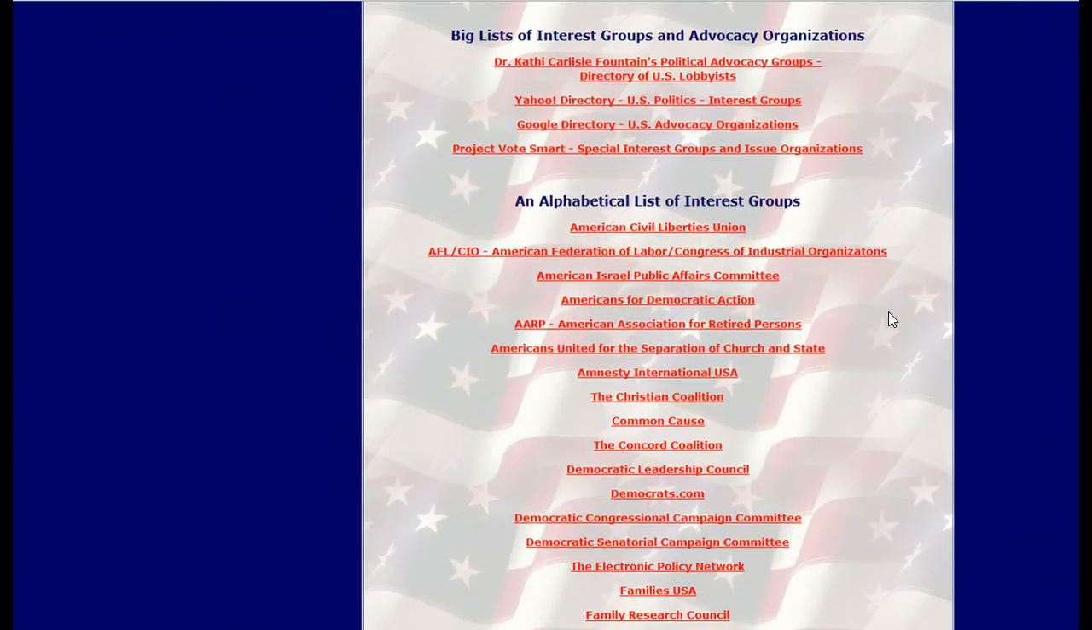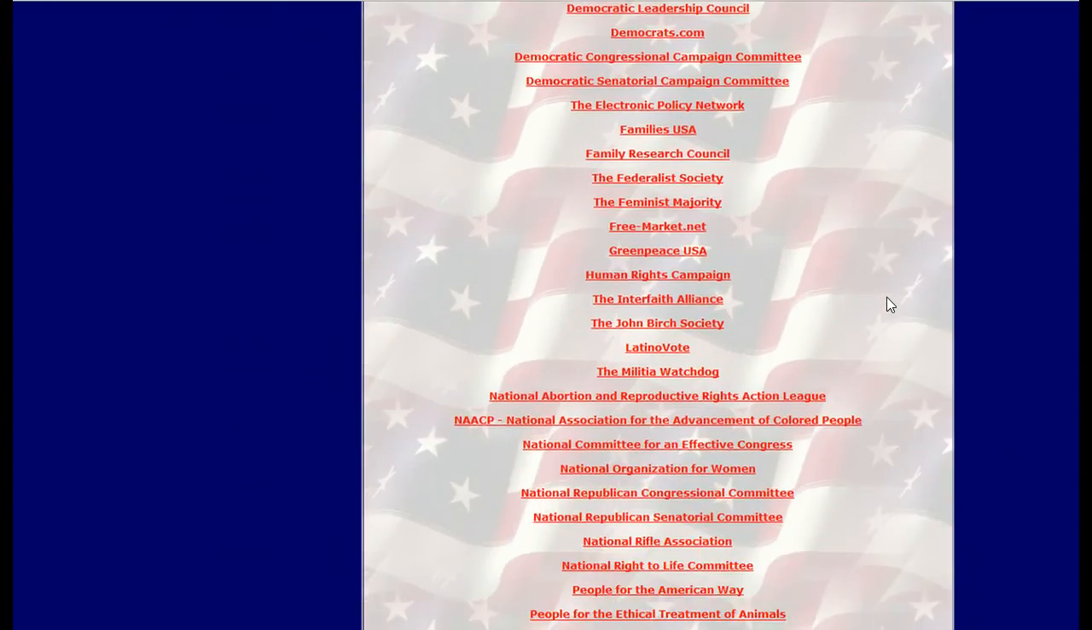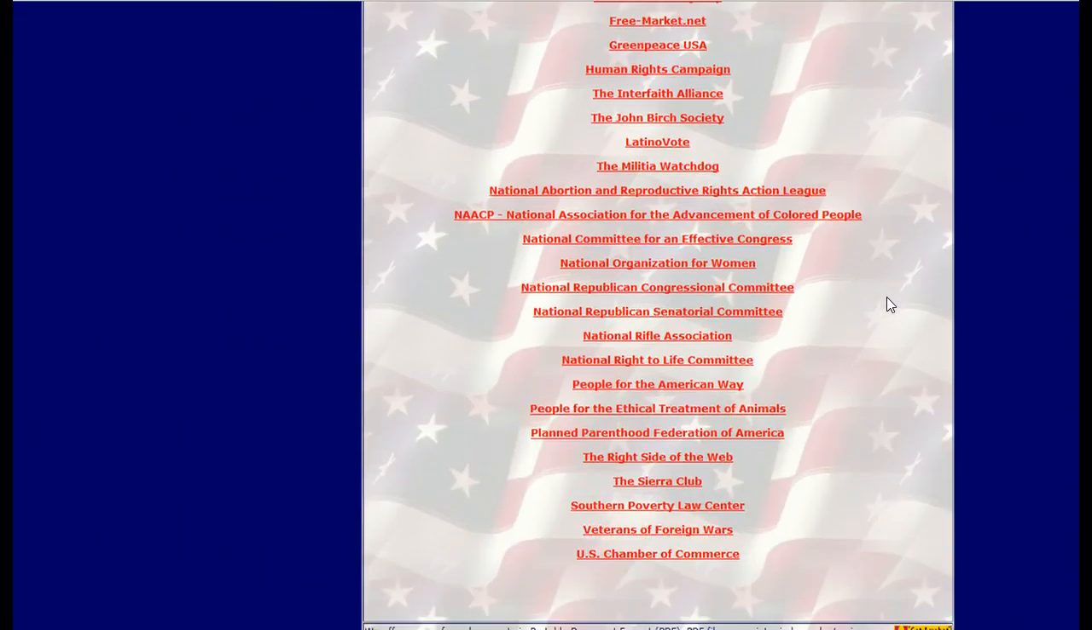And I just wanted to give you a quick example. This was just an alphabetical list of interest groups. And you can see as I scroll down, there are a lot of different groups out here, and all of them have members, and most of them have significant resources. We've looked at some of these already.